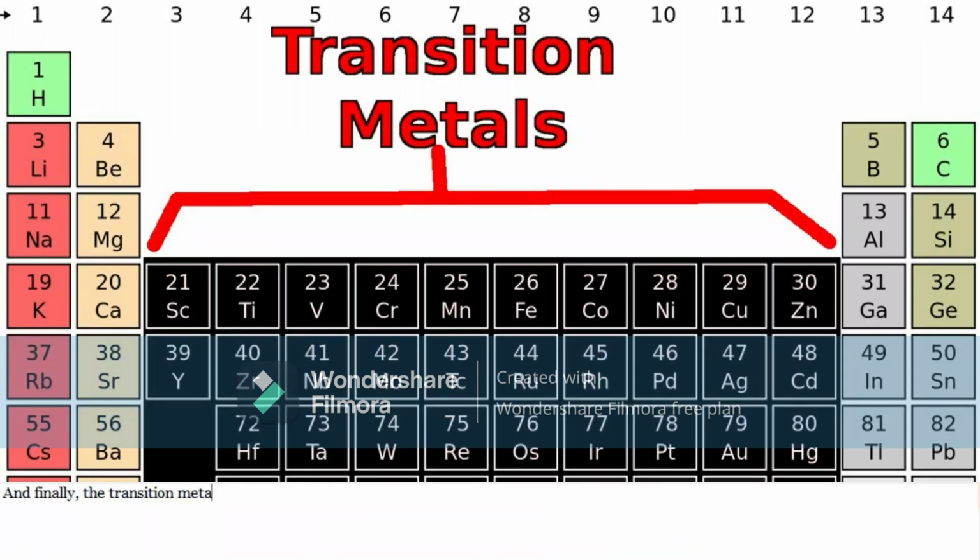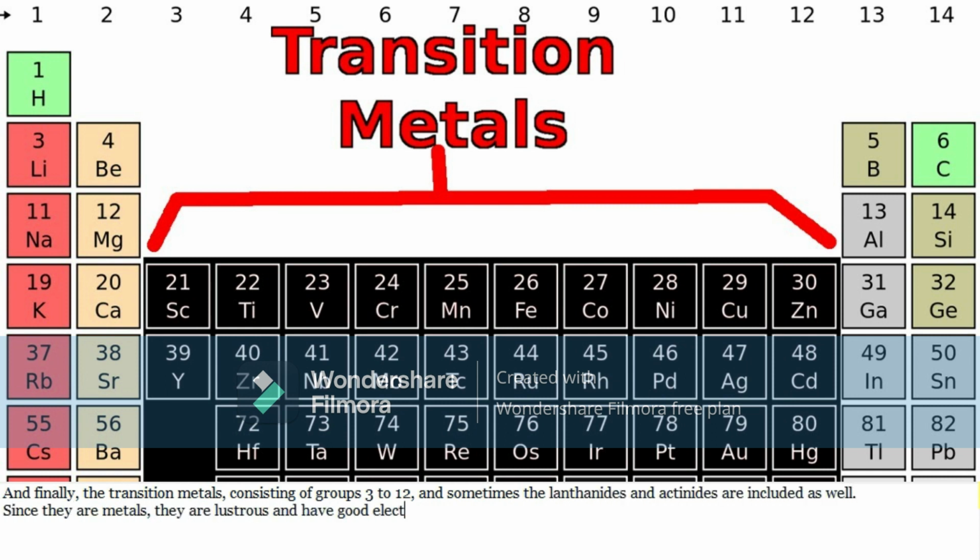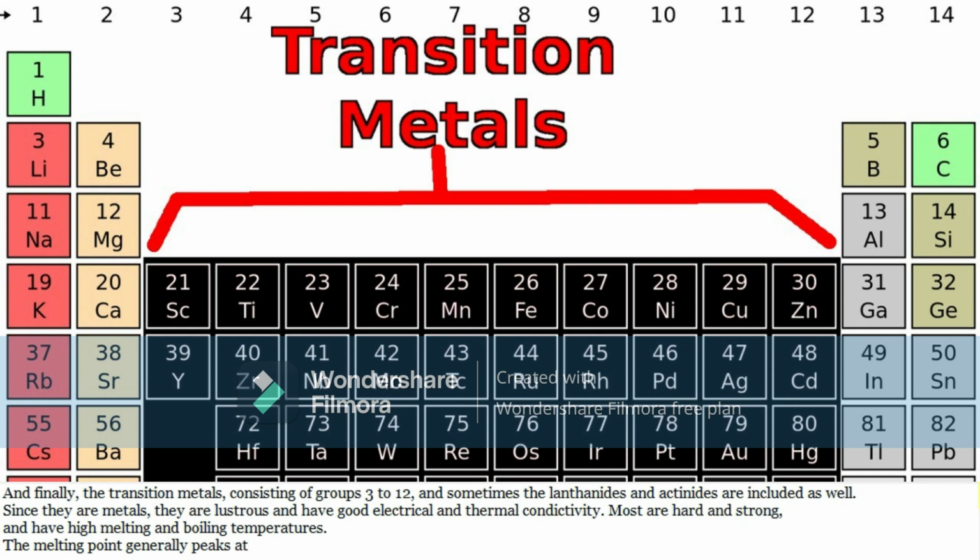And finally, the transition metals, consisting of groups 3 to 12, and sometimes the lanthanides and actinides are included as well. They're metals, they are lustrous and have good electrical and thermal conductivity. Most are hard and strong, and have high melting and boiling temperatures. The melting point generally peaks at around group 5 to 6, rising before and decreasing after, and they form many useful alloys and compounds of 2 or more different oxidation states, binding to a variety of ligands to form coordination complexes that are colored.